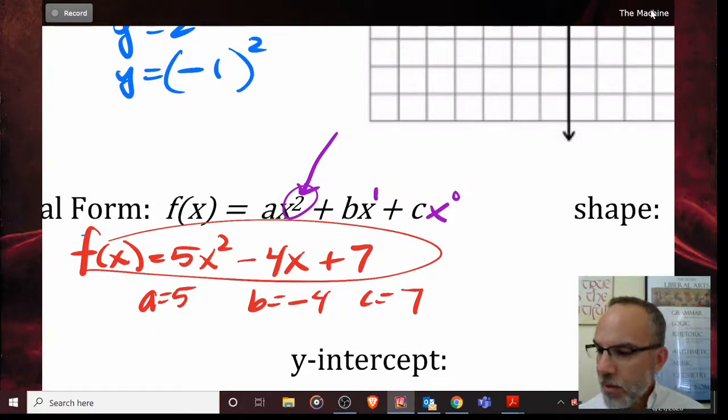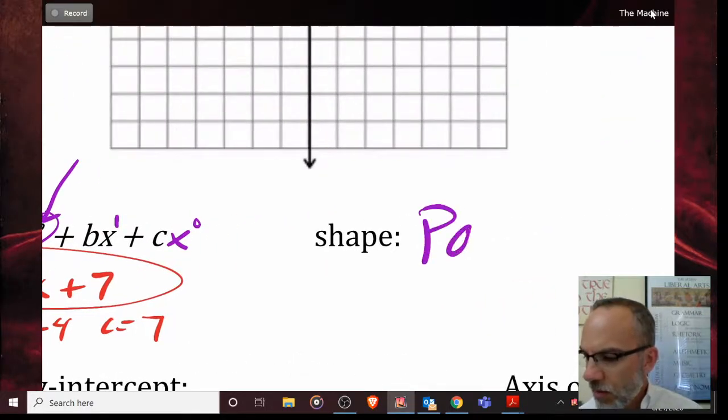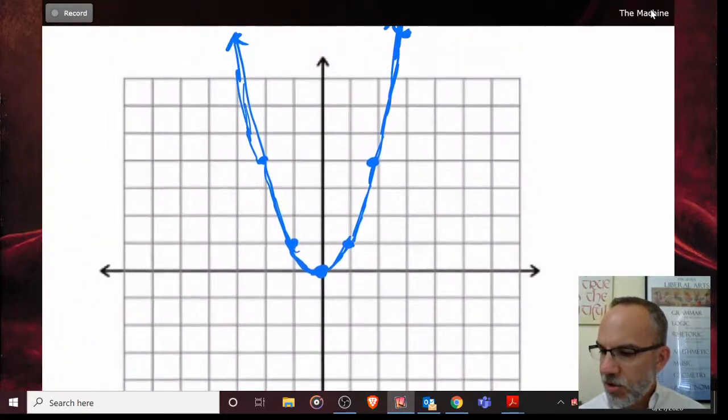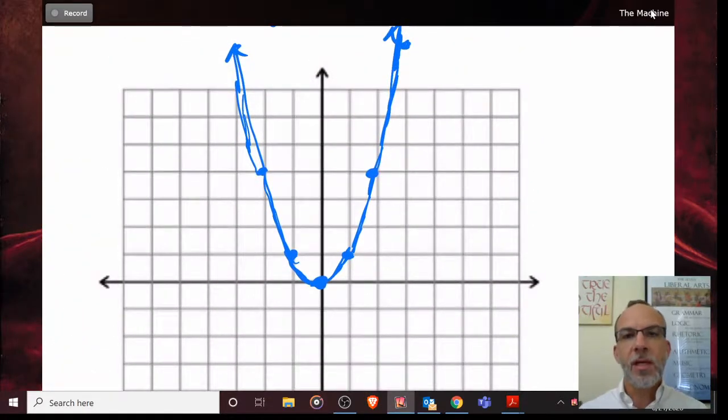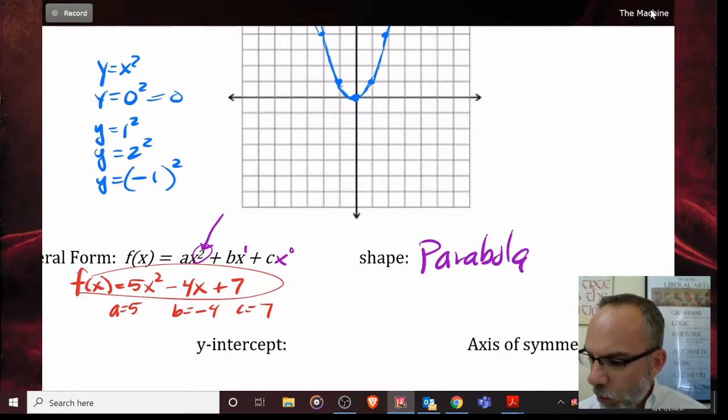The name of this shape, it's called the parabola. That shape right there is called the parabola. It can get skinnier, it can get wider, it can go upside down, it can even go sideways for that shape. But it can't go sideways and still be a function of x, but we'll get into that a little bit later. All right, so now the y-intercept.